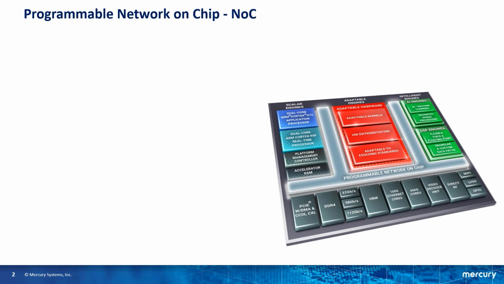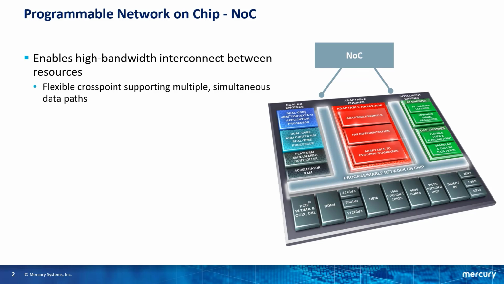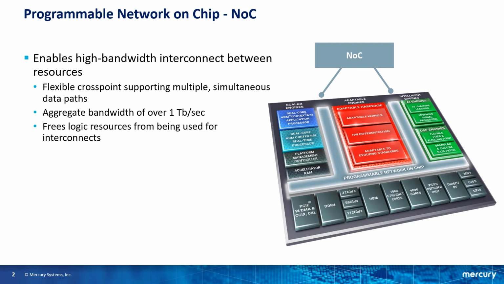One of the biggest obstacles of domain-specific processing in heterogeneous systems is moving the data between the different processing resources. If the board or the chip interfaces become bottlenecks, you can quickly lose that processing advantage of using specialized hardware. The programmable network on chip addresses this. It enables high bandwidth interconnects between resources, and it's a flexible crosspoint supporting multiple simultaneous data paths. It supports an aggregate data bandwidth of over 1 terabit per second. It frees logic resources from being used for these interconnects.